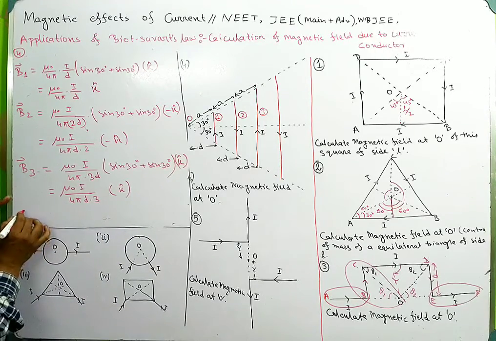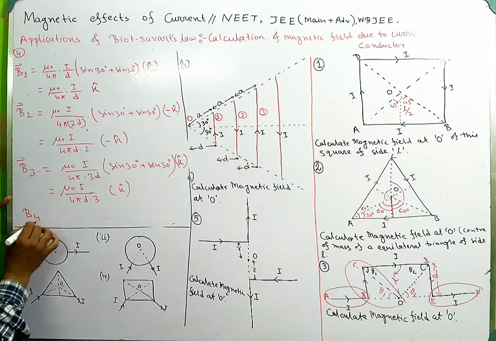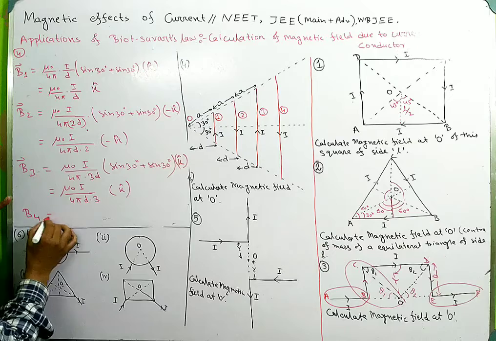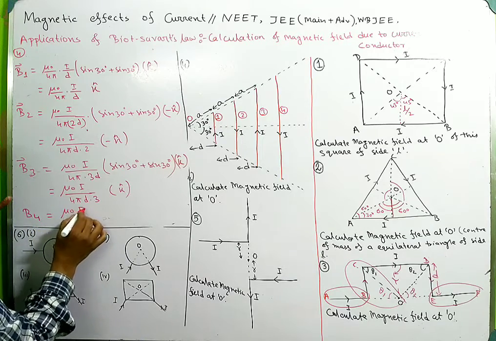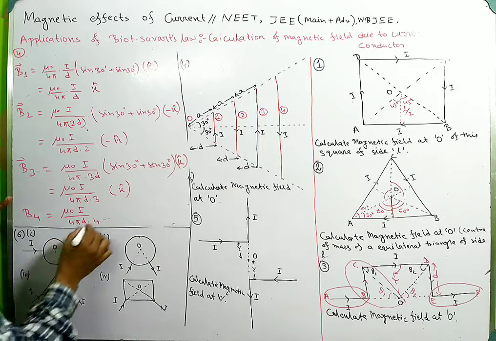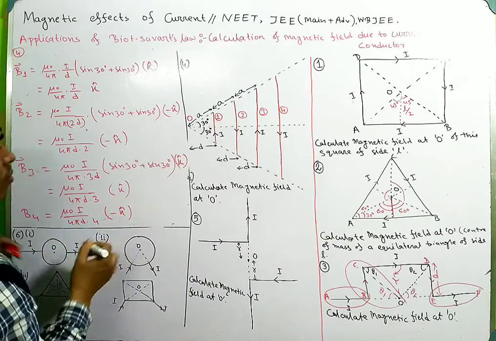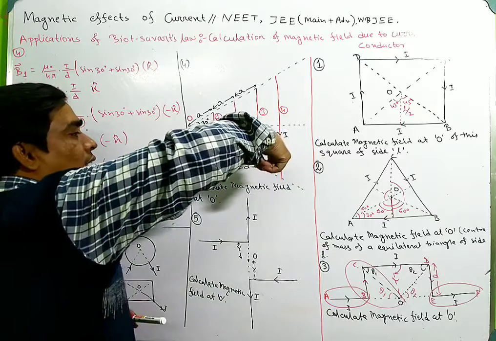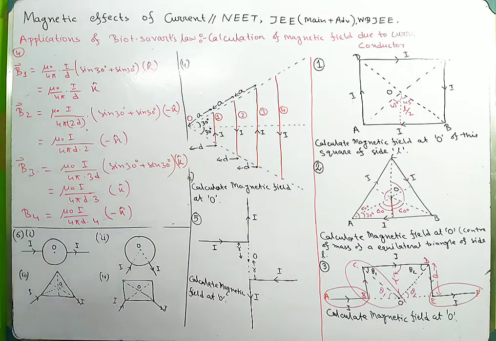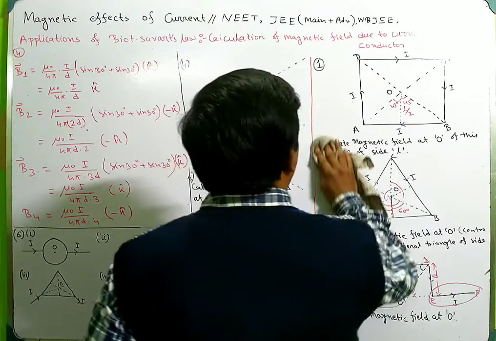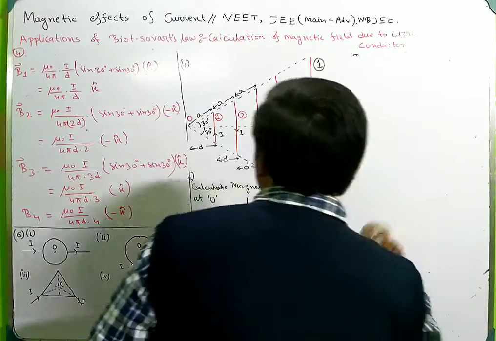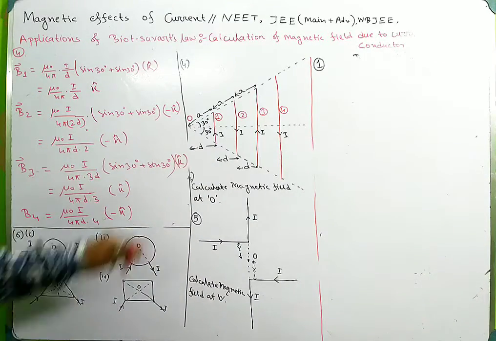Similarly, if you want to calculate B4, suppose this is wire 4, it will be mu 0 I by 4 pi d into 4, along k cap, because this is A, this is D, so along this direction, this is k cap. So what will be the total magnetic field at O?